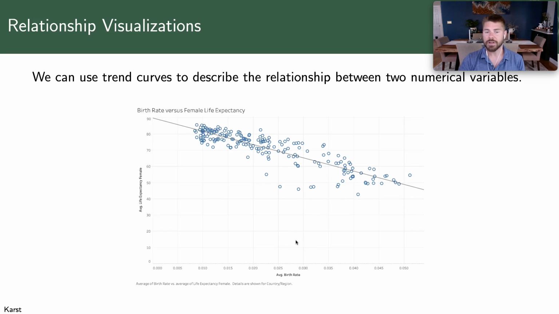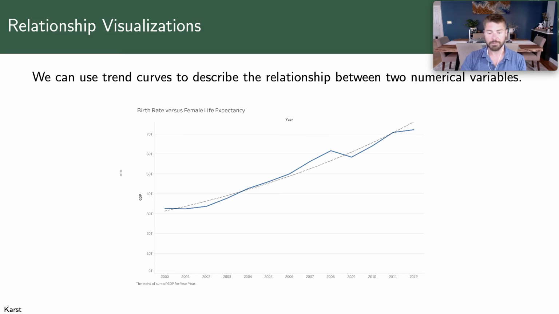Regardless, we have to be very careful, and we'll talk about this more in a moment, about what exactly we're claiming here, because if we say if average birth rate goes up by 0.01, then on average life expectancy decreases by 10 years, we have to be careful to clearly articulate to non-technical stakeholders what that actually means. So more on that in a moment.